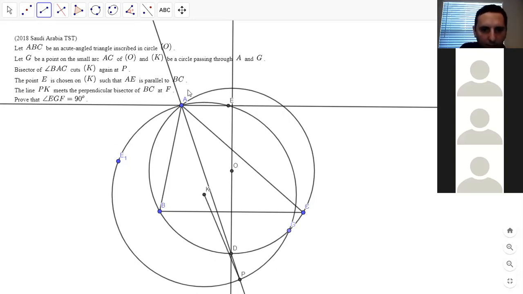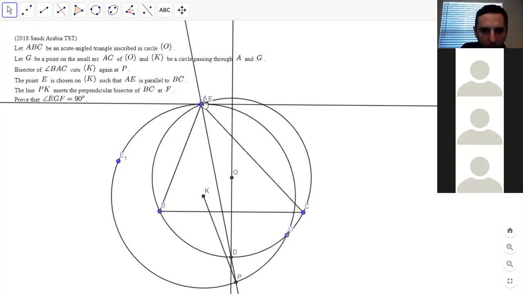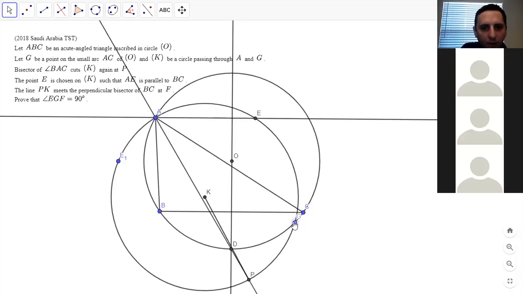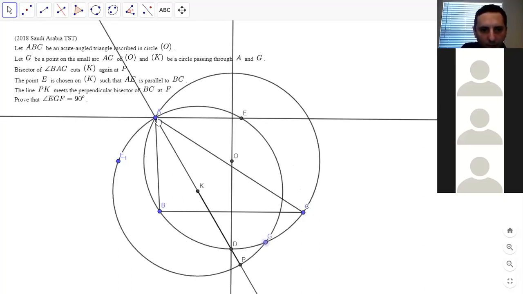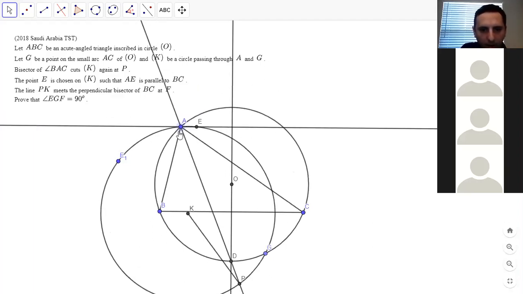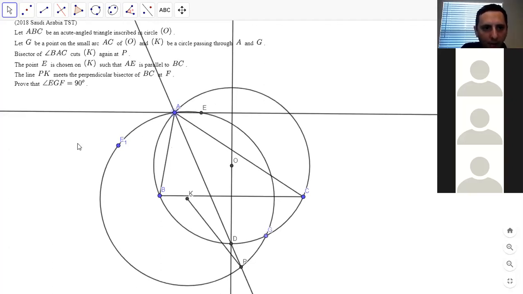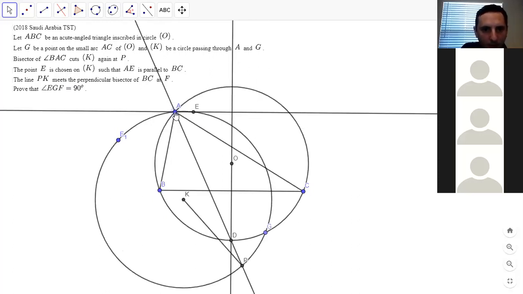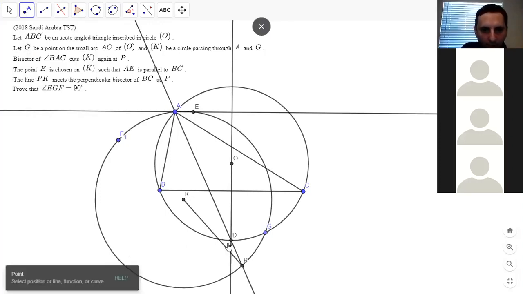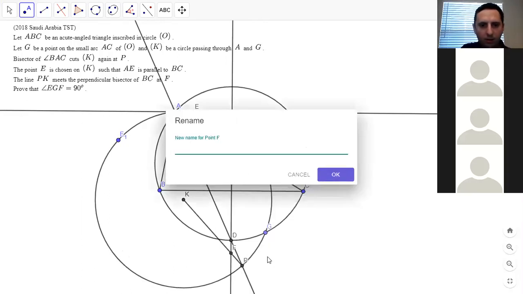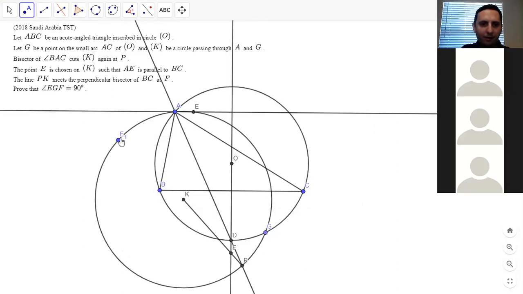Let's make this look a little better. So yeah, okay, G has to be on this arc. We make it like a flatter triangle, maybe something like this. There we go. So PK, so this is point F right here. This looks like a good problem. I kind of like this.